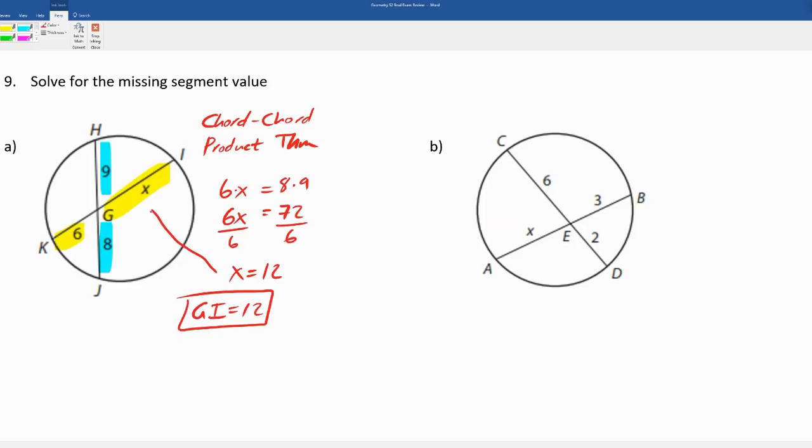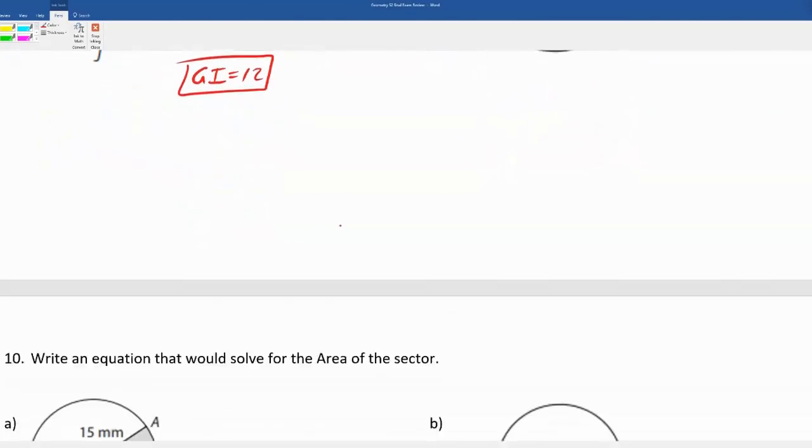All right, so there we go. We just had to plug it back in. Be aware, if it's 2x, then you'd have to substitute in 2 times 12, and that would be 24 if that was the case. So be aware of that. B, same theorem, same process. And I think you got that figured out. So that's for you.